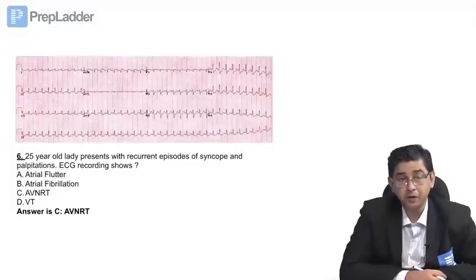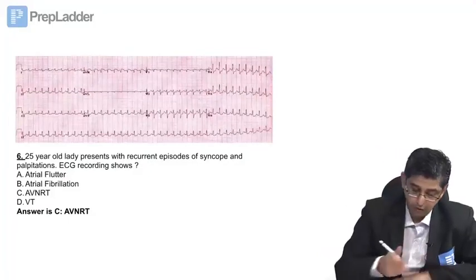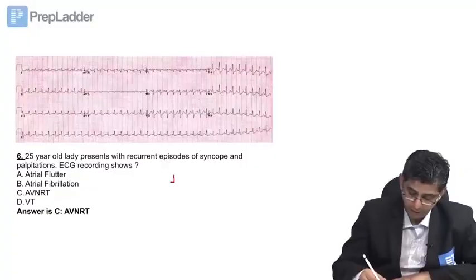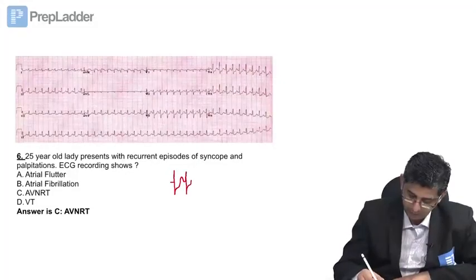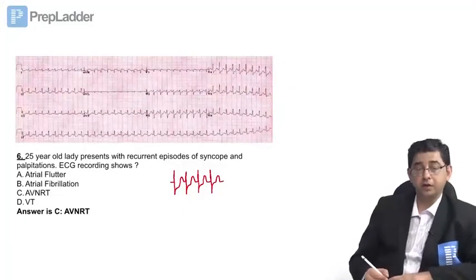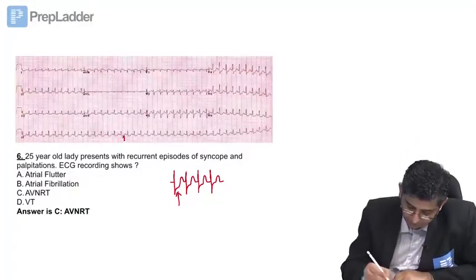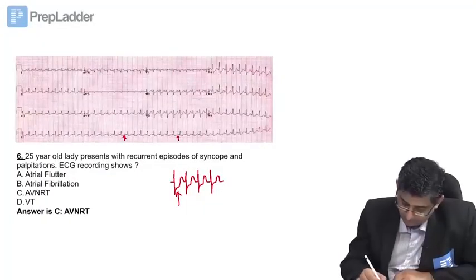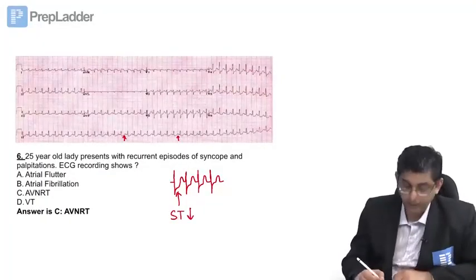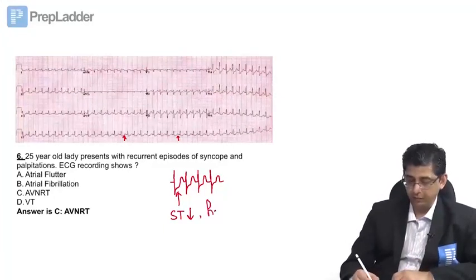This is a repeat of the AIIMS exam. A 25-year-old lady has presented with recurrent episodes of syncope and palpitations. You will notice that in the ECG of the patient there is a narrow complex QRS, then some ST segment depression and an abnormal looking wave, again some ST segment depression and abnormal looking wave. This kind of recording where you are continuously getting evidence of one, ST depression, and second, you are having hidden P waves.